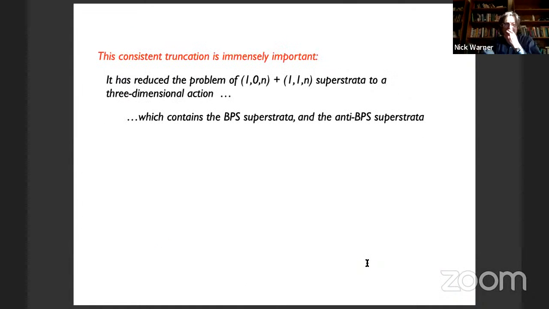Okay, so before I go back onto the geometry of this, I want to emphasize why the consistent truncation is incredibly important. If you like gauge supergravity, it's a thing of beauty, but there's a reason why this is very important to us. What it's done is it's reduced the problem of this set of superstrata to a 3-dimensional action. And that action contains the BPS superstrata and what I'll call the anti-BPS superstrata. So I want to explain what I mean by that.